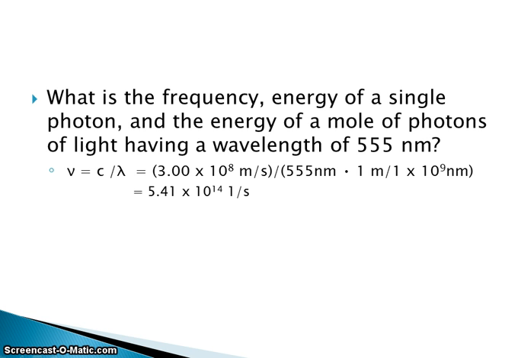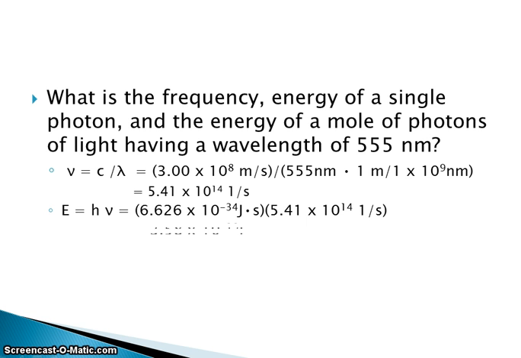Now we want to find out the energy of a photon. So we're going to use our equation that deals with energy. We'll plug in our Planck's constant value, 6.626 times 10 to the minus 34 joules seconds. We'll multiply it by the frequency that we calculated in the equation above, so 5.41 times 10 to the 14th reciprocal seconds. Notice that seconds are going to cancel out and we're going to be left with joules, and those are our units for energy. So we're going to get 3.58 times 10 to the minus 19 joules of energy.